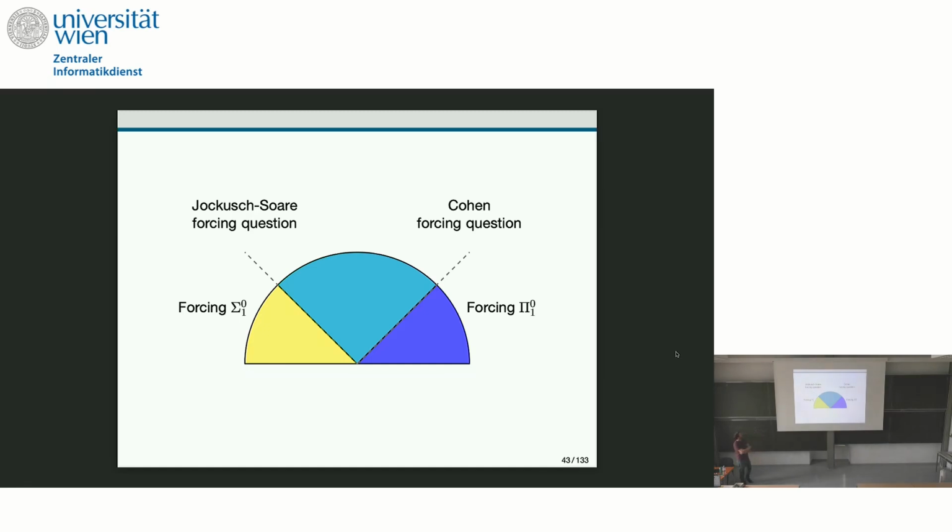And for the Jockusch-Soare forcing question, it was the opposite situation. So we're saying, do we already force the Sigma 1 property? Is there a level in the tree so that everybody satisfies my Sigma 1 property? Then there is nothing to do. But if not, then we are going to restrict your tree and force the Pi 1 property. So it's on the extreme opposite.